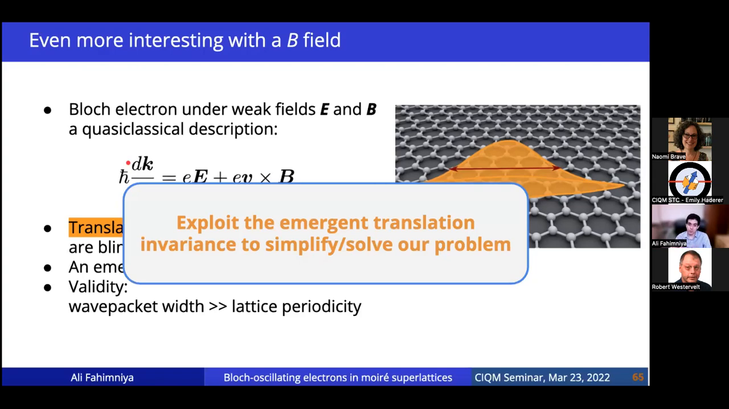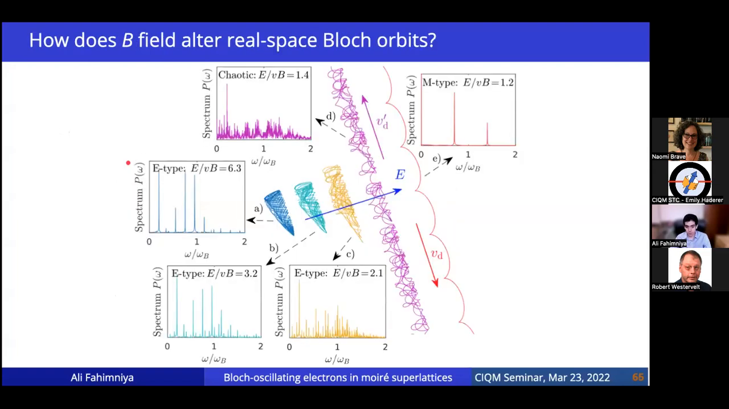And then, because I know the velocity for each momentum, translating the trajectory in the momentum space to a trajectory in the real space. And these are some of the results that we get. These are orbits of electrons in real space under applied both an electric and a magnetic field. And regarding the value of the electric field, it is such that we are already in the Bloch regime.